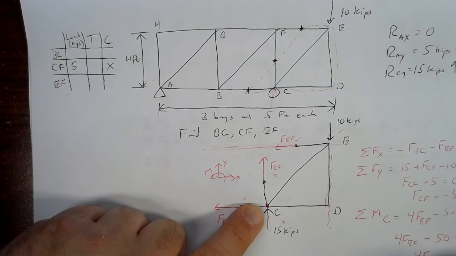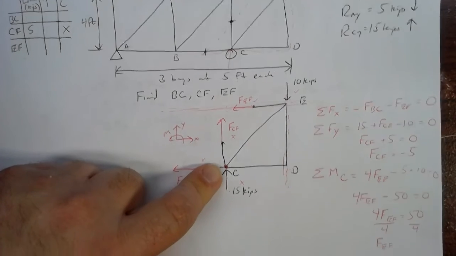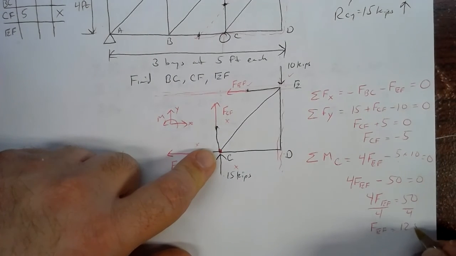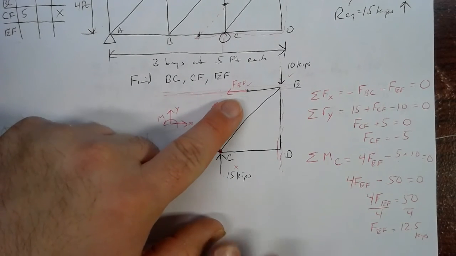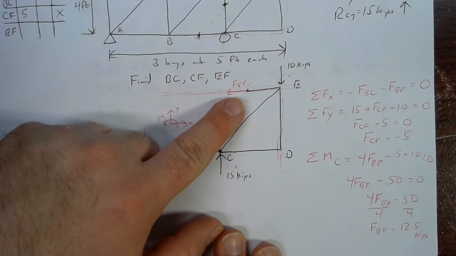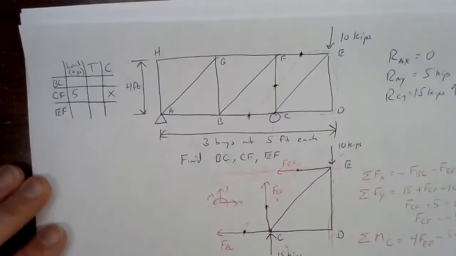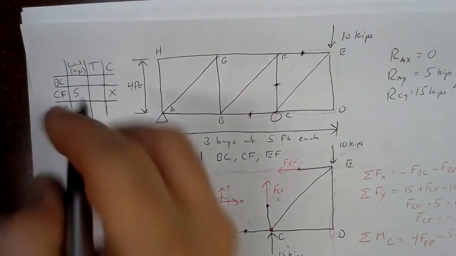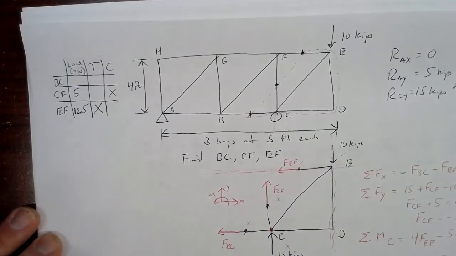Add 50 to both sides. We get 4 FEF equals 50. Dividing both sides by 4, FEF equals 12.5 kips. Comes out positive, which means our assumed direction here was correct. We assumed the rest of the truss pulls on member EF, and our math tells us our assumption was good. So member EF carries 12.5 kips of force in tension.